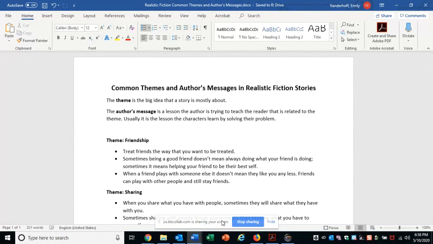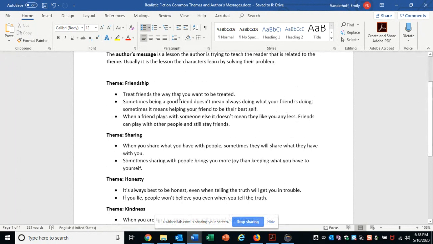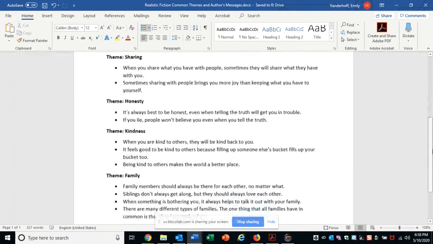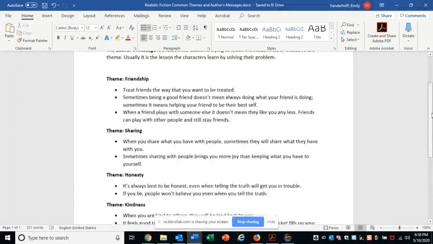And I know that last week with Miss Lennon, you were learning about the theme of poems. So any piece of writing has a theme, and it's a big idea. And then under the theme, there's something called the author's message, and that's the lesson that the author is trying to teach the reader, and it's usually related to the theme. And usually the author's message is a lesson the characters learn when they solve their problem. So some themes you might see: friendship is a big theme in stories, sharing, honesty, kindness, and under each of those is a lesson that authors can teach.